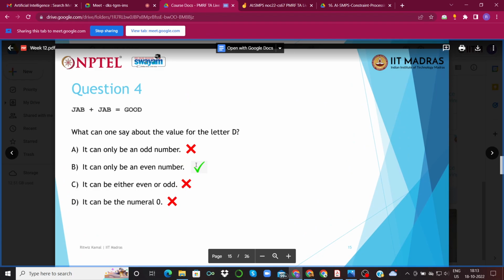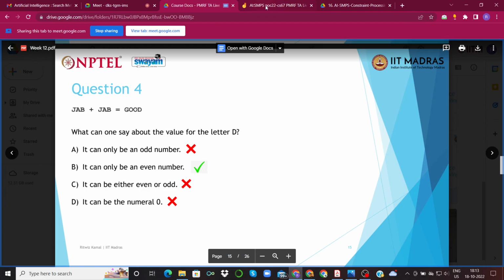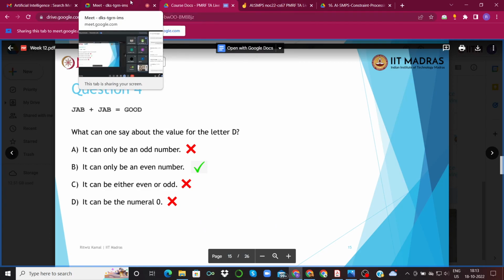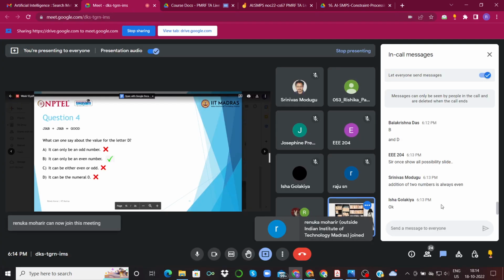So the correct answer would be C. But it is marked B as the correct answer. Only B can be the... so D can only be an even number. That is the correct answer.